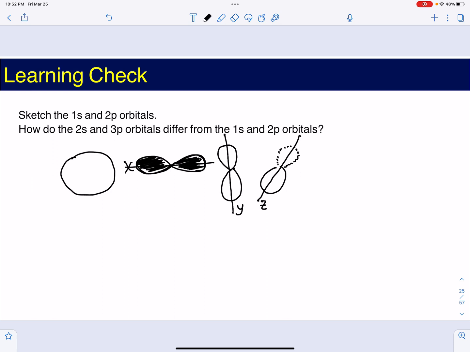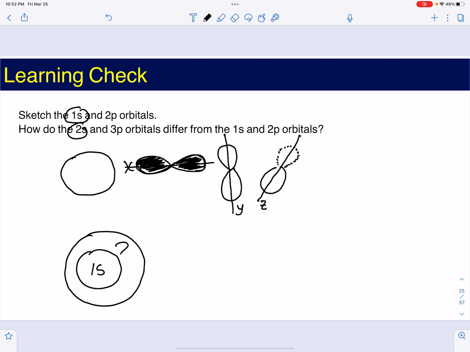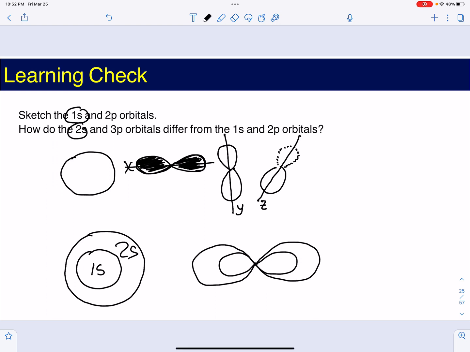Now we're going to compare the 1s versus the 2s. So if this is the 1s, the 2s is going to be kind of swallowing the 1s, so the 1s is going to be on the inside. So this will be the 2s. And the 2p, I can say that this is one of the 2p's, and the 3p is going to be something like that. Because remember, the bigger this number, the farther they are from the nucleus.